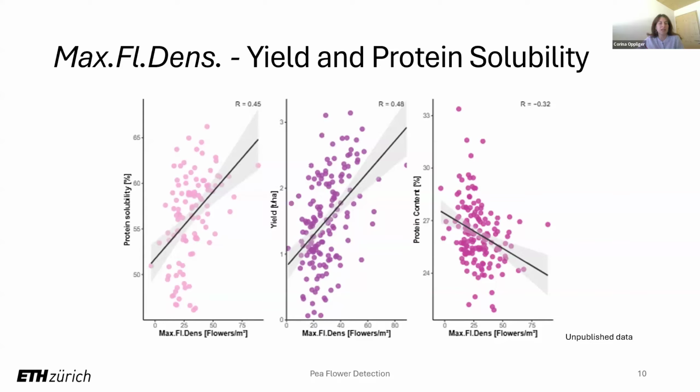And one possible explanation is that the stronger reproductive sink, so more flowers, may change the nitrogen allocation during seed filling, which may affect how the storage proteins are accumulated. And this could have an effect on protein solubility. But I have to say here that this would need further validation before it can be used as a proxy trait in breeding. But I think it is a very nice showing that high throughput field phenotyping traits that we could extract from these images can also have a higher impact even beyond yield.